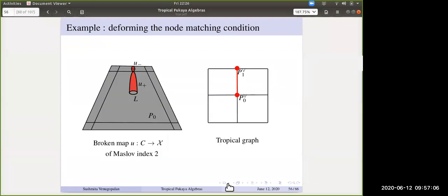Okay, now comes the example. So let's start with the simplest disk of Maslov index 2 in this broken manifold. So this consists of a Maslov index 2 disk U plus and a sphere U minus. And here the matching condition is just that the evaluation on this divisor is the same. And it's good to keep track of the tropical graph. So each of the curve components has a vertex here, and the edge is a straight line over there. So this is P0, this is P0 dual, that's P1, that's P1 dual.